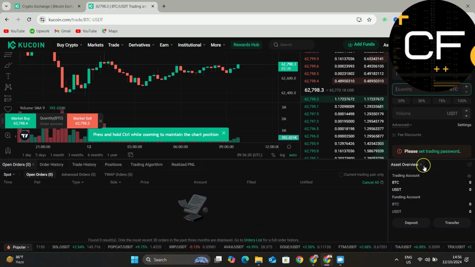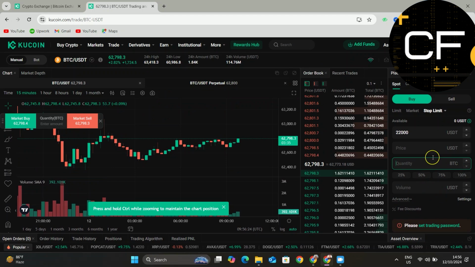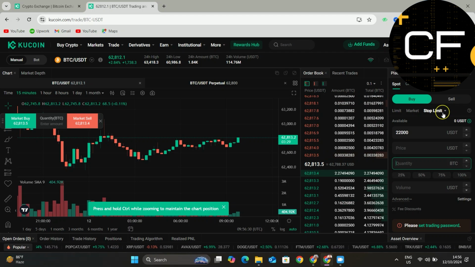So once you are done, you just need to click on this Start Trading, or if you haven't enabled futures trading, you just need to enable this. But remember, futures trading involves significant risk and isn't suitable for all investors.